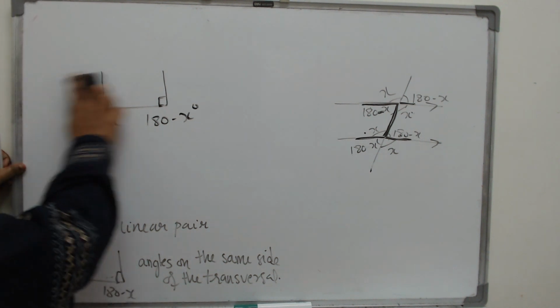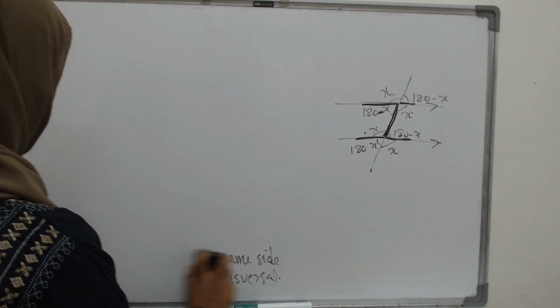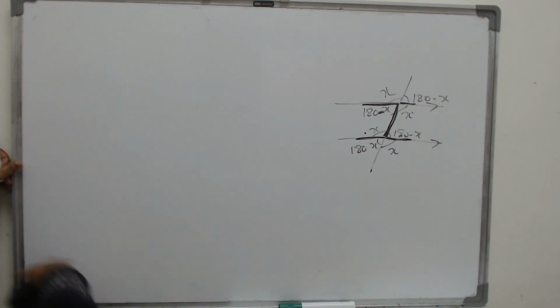But the first 3 will give you equal angles. So you see what the good news is? All you have to do is find one angle and then you can get all the other 8 of them.